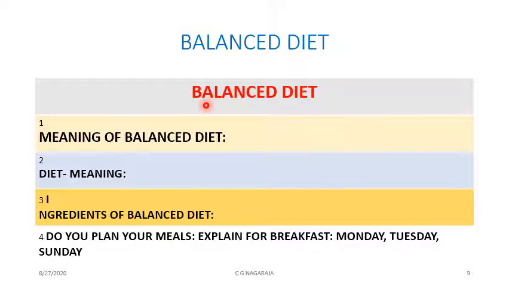I want you to answer me on balanced diet. Please write the meaning of balanced diet here in this area. Then write the meaning of diet in this area. What are the ingredients of a balanced diet? Try to understand ingredient. Now, do you plan your meal or will someone plan for you? Answer that. But explain a meal plan for breakfast for Monday, Tuesday and Sunday. Write all these things here. You can read your textbook also.